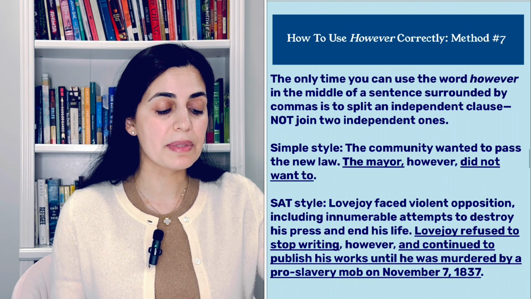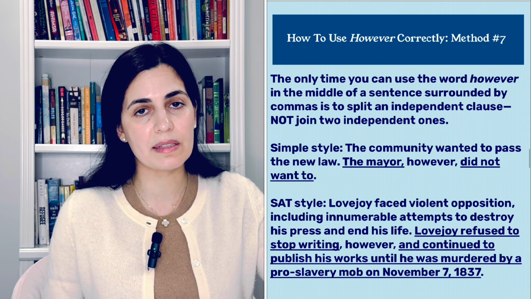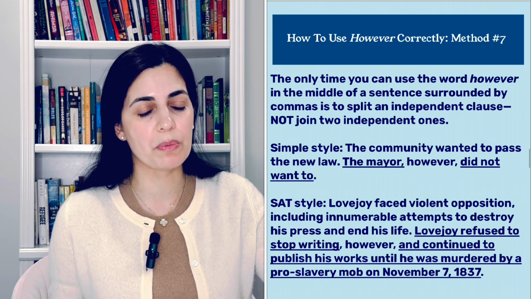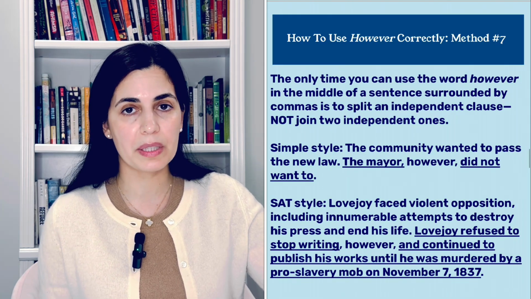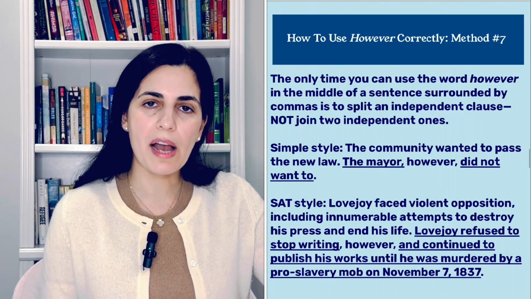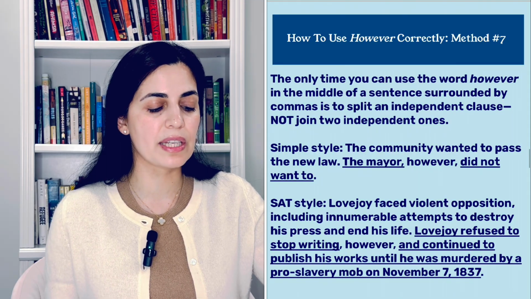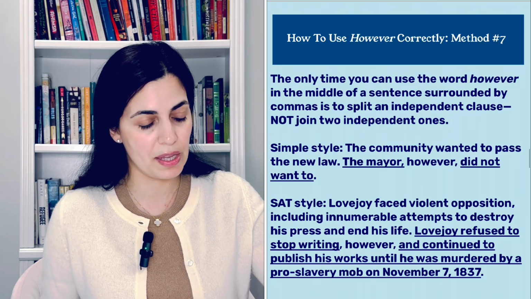And what comes after the word however, that's not independent. Just because there's an and, that doesn't mean that it's an independent clause, because after the and, there's no subject repeated. It doesn't say, and Lovejoy continued. If it did, it would be a completely different story. So from and on is not a new independent clause. This is essentially a list of two things that he did. He refused and continued. You see that?